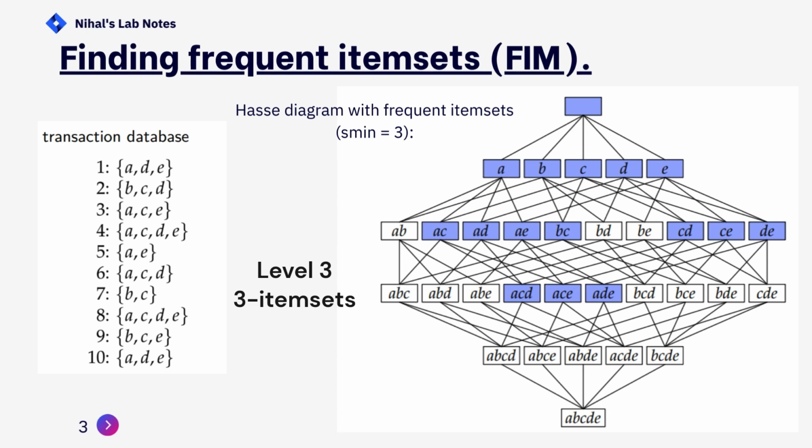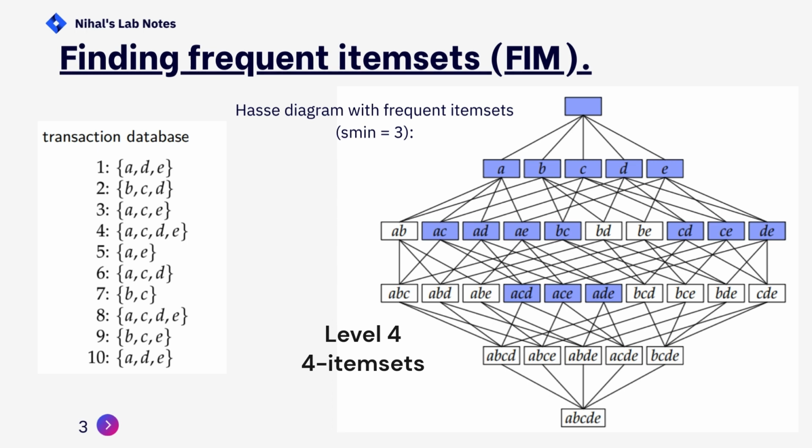Then for this level, we are also going to calculate the support of each of these item sets. When we calculate it, we are going to see that ACD, ACI, and ADI have supports greater than the minimum support that is equal to 3. So these three will be frequent.